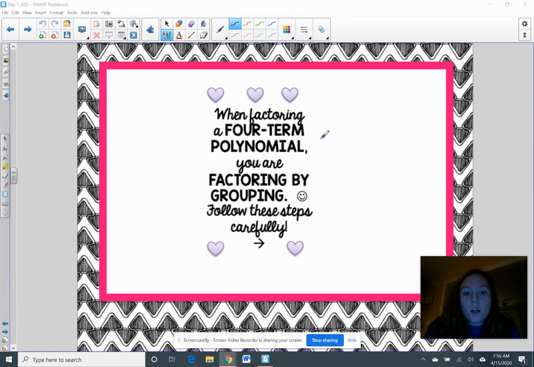So we are going to factor by grouping today. This is when we're going to have 4 terms in the polynomial, okay? So far, we've only done factoring when we either have a binomial or a trinomial. That's 2 or 3 terms, okay? Now, whenever there's 4 terms, we're going to factor by grouping, okay? So this is what we're going to do.